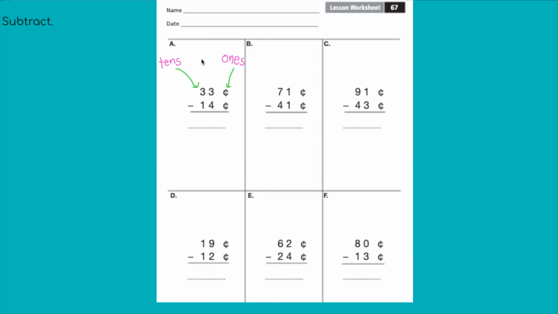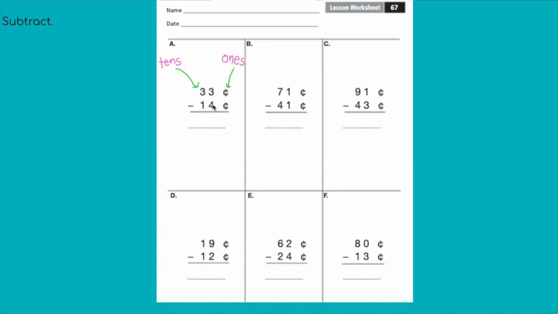Today we're learning how to borrow from the tens place. So when we subtract, we always work this way. We start at the right and we work to the left. So we're going to start with the ones place. 3 minus 4. Now that doesn't work.